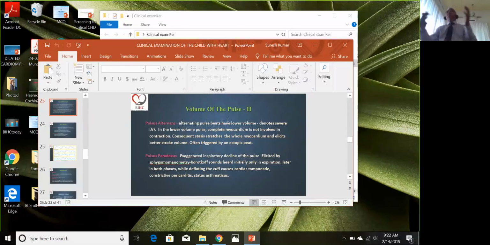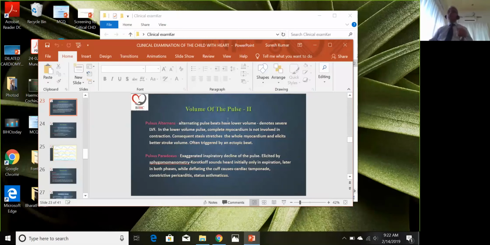in inspiration. Now, come expiration, there is no longer any expansion of the RV. The septum goes back. In echo, you call this a septal bounce. The septum goes back into the RV. LV has a better space to fill, less compression from the outside, from the intrapericardial space, and the ejection is more. That is the mechanism of pulsus paradoxus.